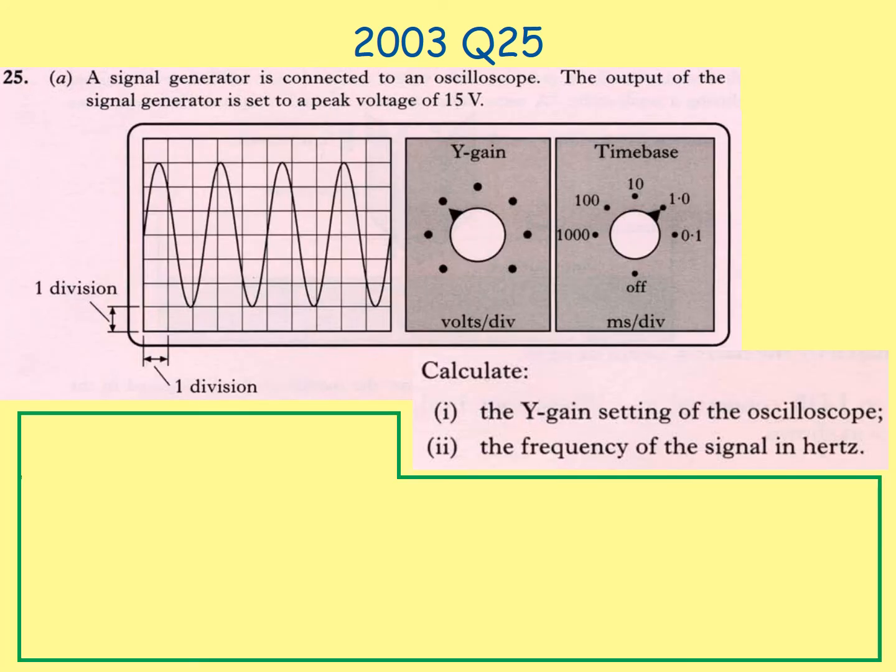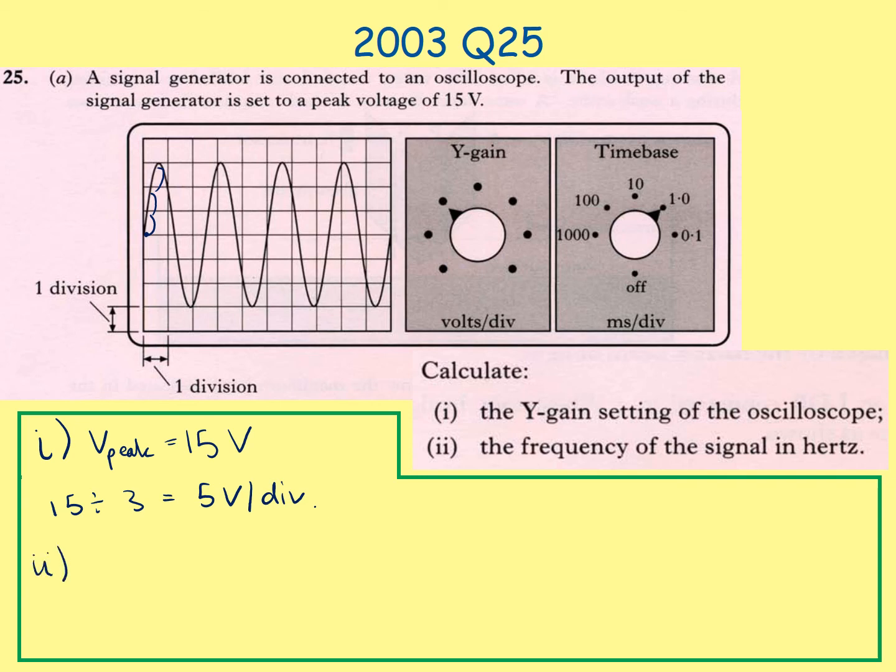Let's try question 1 first. To calculate the Y gain, we can have a look at our peak voltage. Our peak voltage is 15 volts, and we can see that there are 3 divisions from the midpoint of our wave to the top. So if we do 15 divided by 3 divisions, this equals 5 volts per division, and that's our Y gain setting.